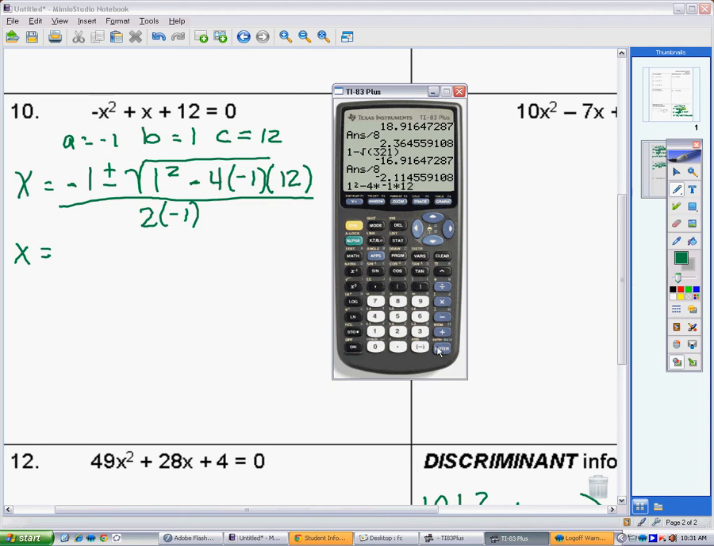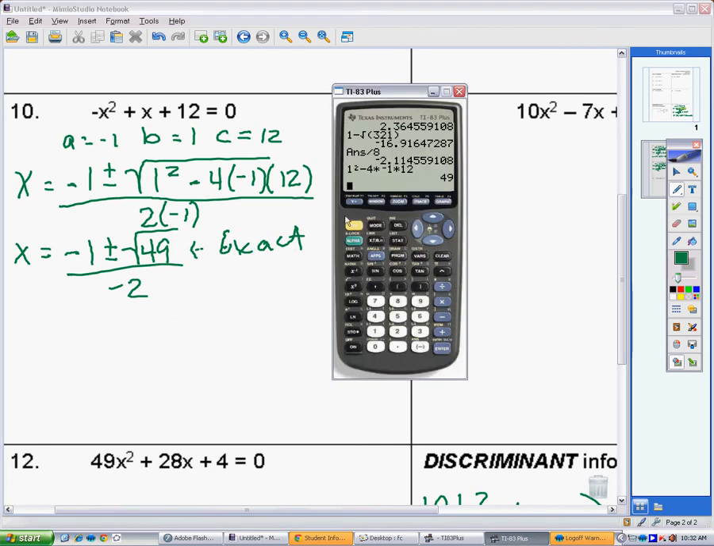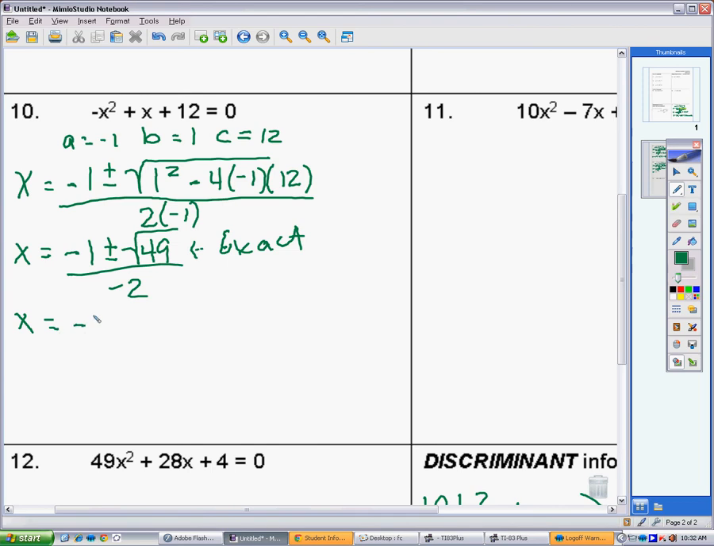And I don't have to put the parentheses around the positive numbers. The positive numbers evaluate correctly. And I get 49. So I get negative 1 plus or minus the square root of 49 over negative 2. Normally this would be our exact answer. However, 49 is a perfect square. So if I take the square root of 49, I get 7. So that simplifies even further. So I get x equals negative 1 plus or minus 7 over negative 2. Okay, so I'm not really going to have an approximate answer because this one simplifies to a perfect square.